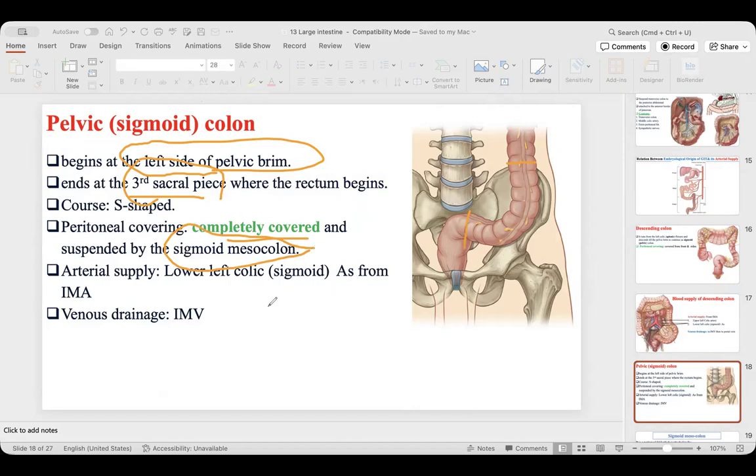What is the arterial supply of a sigmoid colon? Midgut or foregut or hindgut? This pelvic colon or sigmoid colon is hindgut, so the artery will be EMA, inferior mesenteric, and the vein will be the inferior mesenteric vein to the portal.